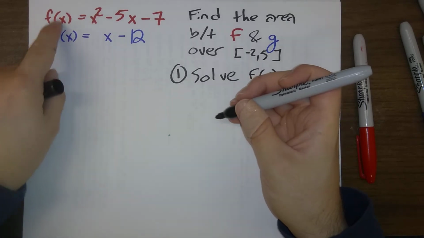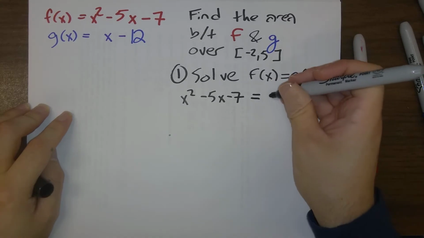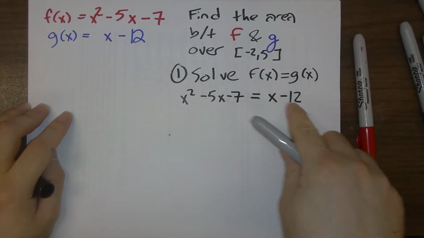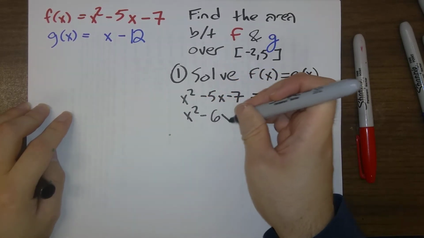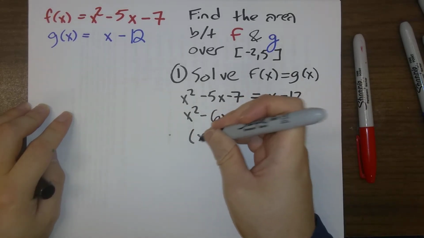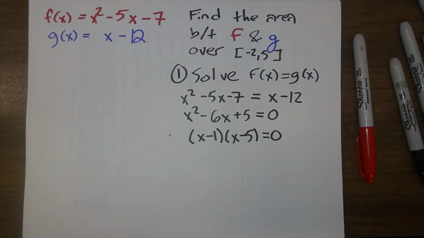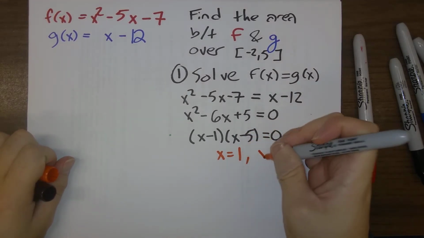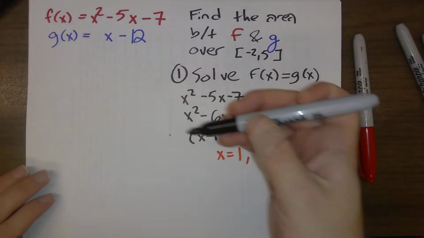When we do this, we get x squared minus 5x minus 7 is equal to x minus 12. Moving everything to the left produces x squared minus 6x plus 5 is equal to 0. This factors as x minus 1 times x minus 5 is equal to 0. And so we get two solutions: x is equal to 1, and x is equal to 5. So these two functions intersect at two places, when x is equal to 1 and x is equal to 5.